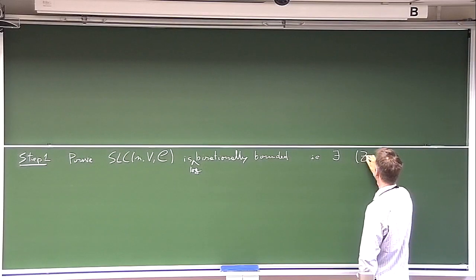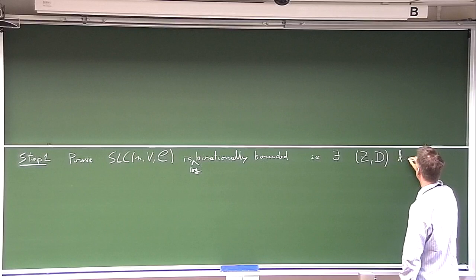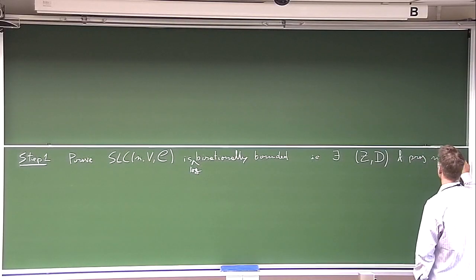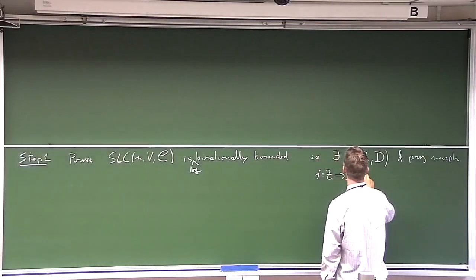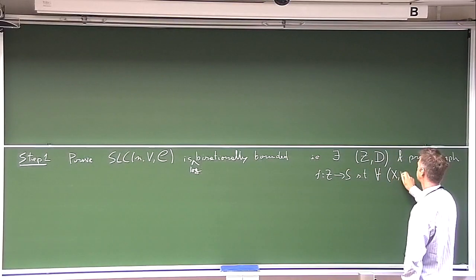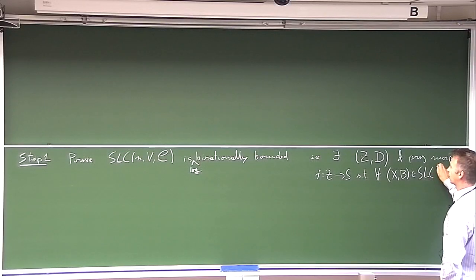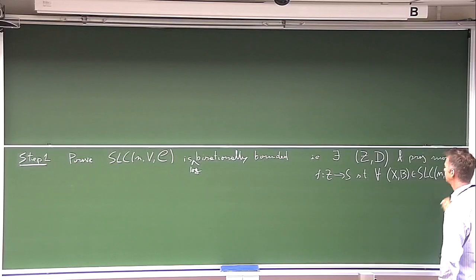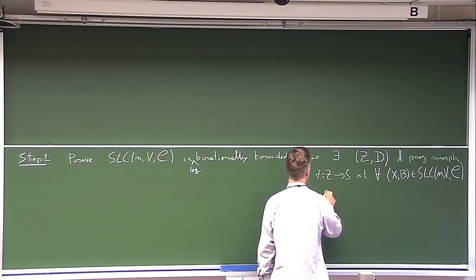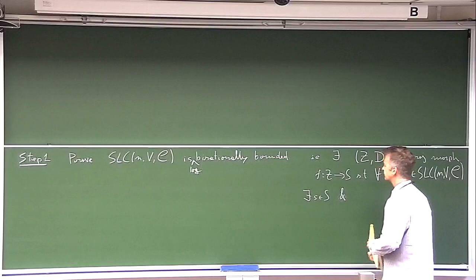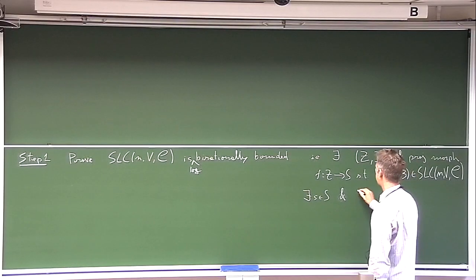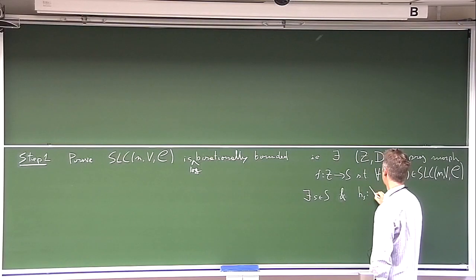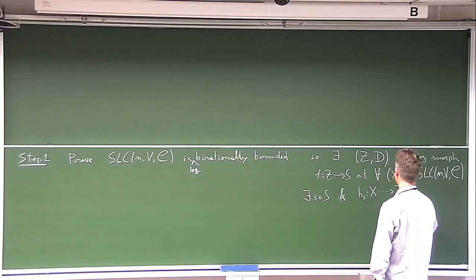So we would like there to exist a pair, let's say (Z, D), and a projective morphism, let's say f from Z to S, such that for any one of our pairs, which are semi-log canonical models in dimension n with volume V and coefficients in C, there must exist some point s in S such that, first, the corresponding fiber is birational to X. So that means there's a birational map h_s from X to Z_s.